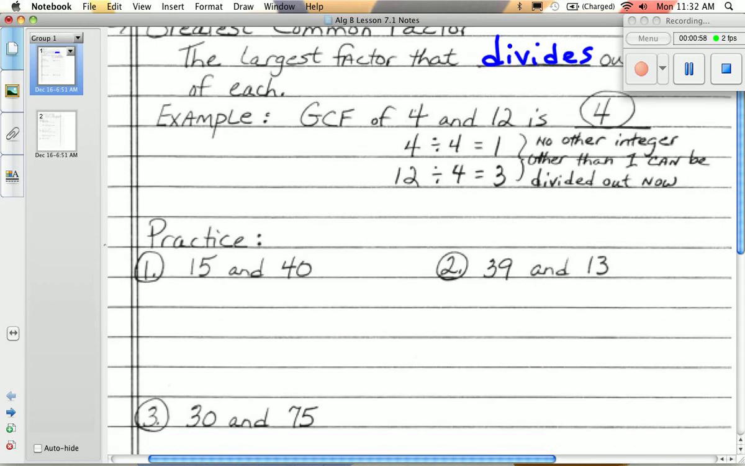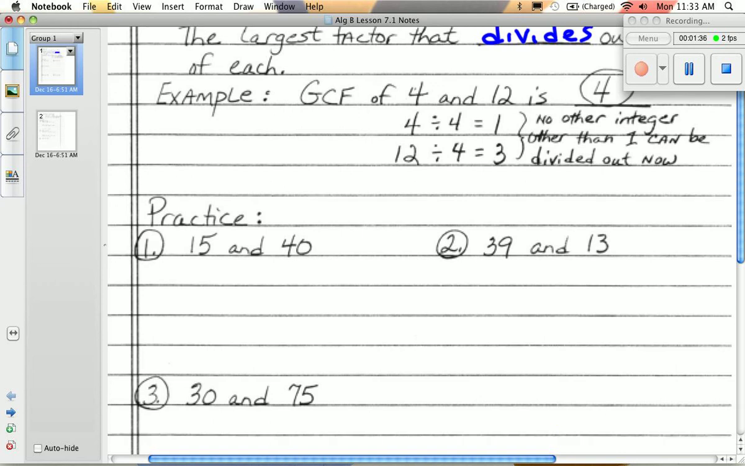So here's an example. The GCF of 4 and 12 is 4, because 4 can be divided out of both of them. 4 divided by 4 is 1, and 12 divided by 4 is 3. And there's no other integer. We look for integer values that we can divide out. No other integer other than 1 can be divided out now. They could both be divided by some other things, like 1/2, 1/3, whatever. But we want integer values to be our factor. So if we can't divide anything out other than 1, we know we've got the GCF.